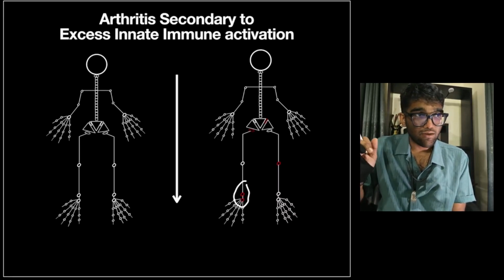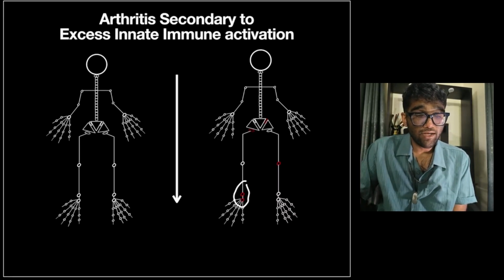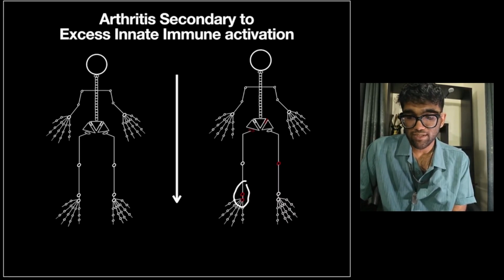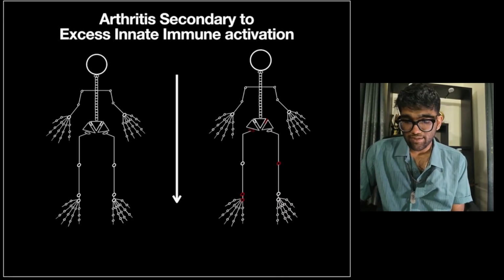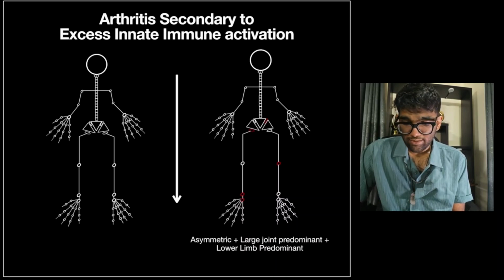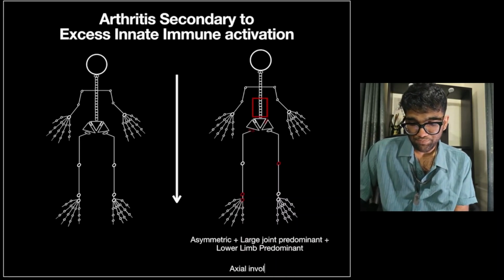So there is prominent lower limb involvement, prominent asymmetry, and obviously because the joints affected are large joints, the number of joints affected is lesser than what would be the case with other arthritis. So there is asymmetric, large joint predominant, lower limb predominant arthritis with axial involvement. Okay, so there is axial involvement.